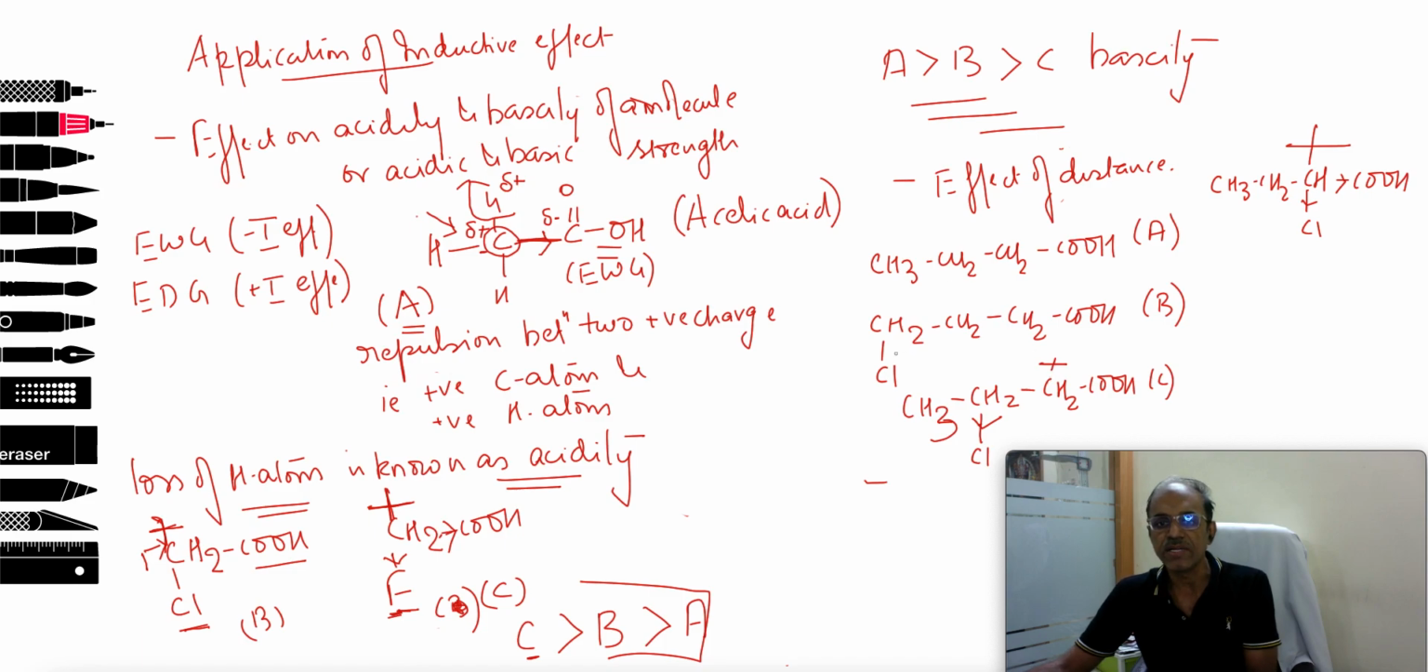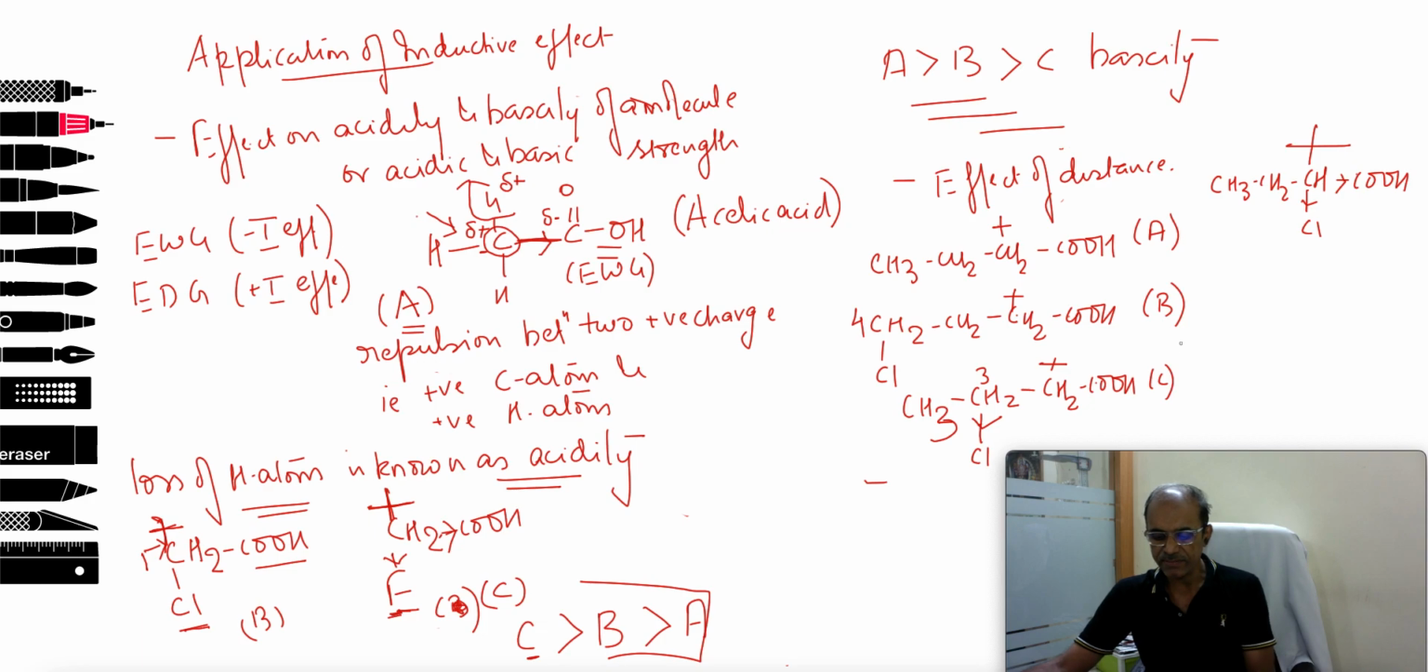Fine. Similarly, here this chlorine is situated on the first and second. Here it is on the first, second and third. Here it is 1, 2, 3, 4 on the fourth carbon atom. So here the positive charge will be much less. Fine. And here, since there is no halogen, no chlorine, the positive charge will be still more or less.